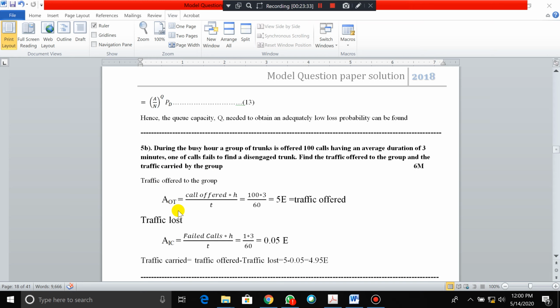Traffic offered to a group is A of O equal to calls offered C times H by T, which is equal to 5 Erlangs. Traffic lost is A of lost equal to failed calls into H by T, which is equal to 1 into 3 by 60, which is equal to 0.05 Erlangs. So traffic carried is equal to traffic offered minus traffic lost, which is 5 minus 0.05, equal to 4.95 Erlangs. So traffic carried is 4.95 Erlangs.